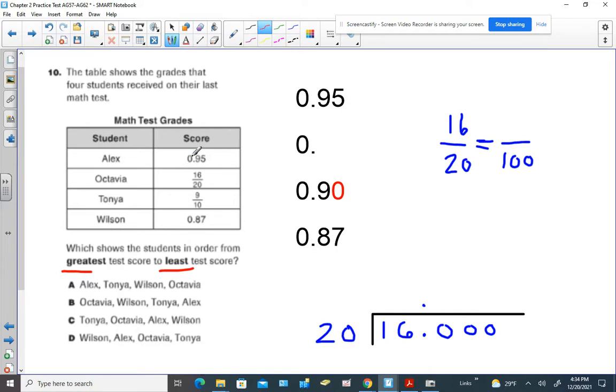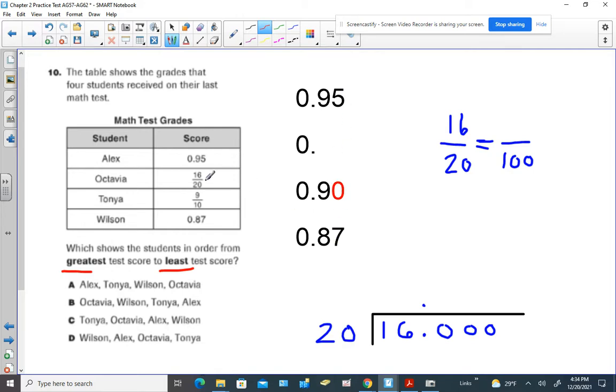Now, some of them are already decimals. So Alex is already a decimal. We already have Wilson as a decimal. And this one is easy enough to turn into a decimal because that reads as 9/10. So you could write it as 0.9, but I'm going to recommend you add a 0 just so we can compare it to the other hundredths place.